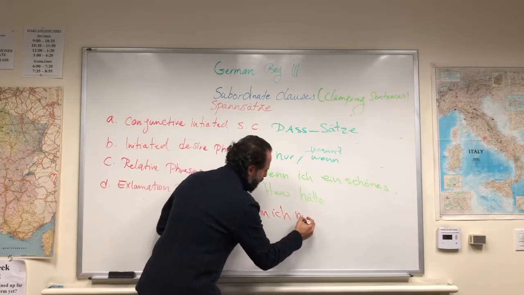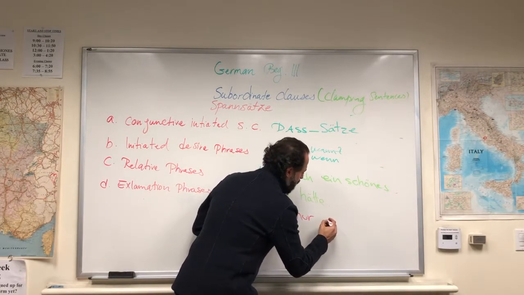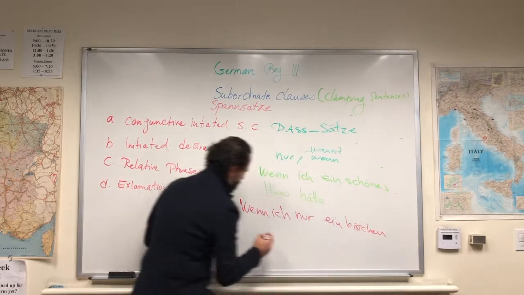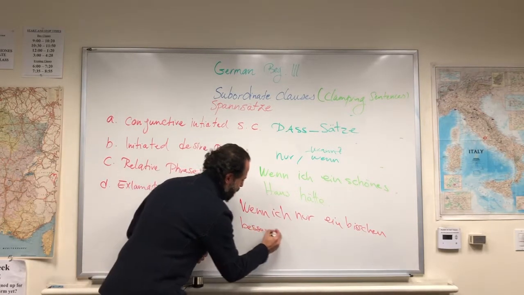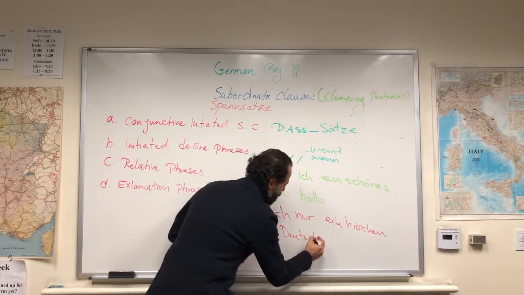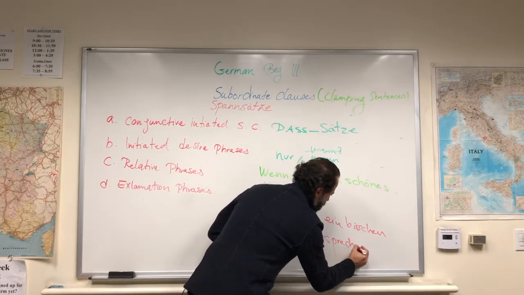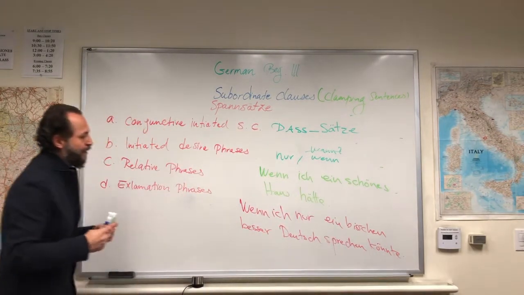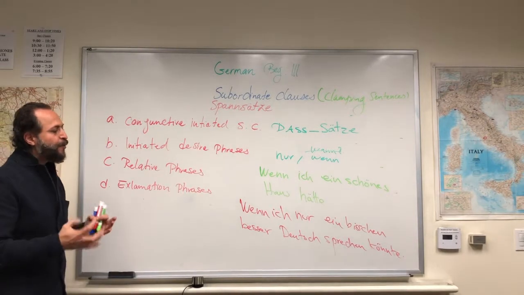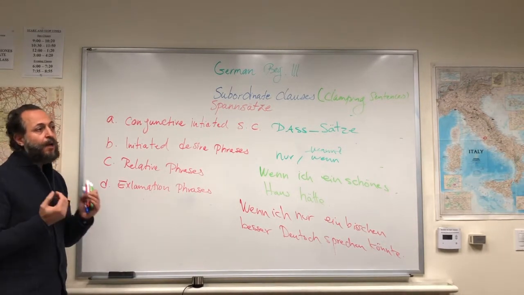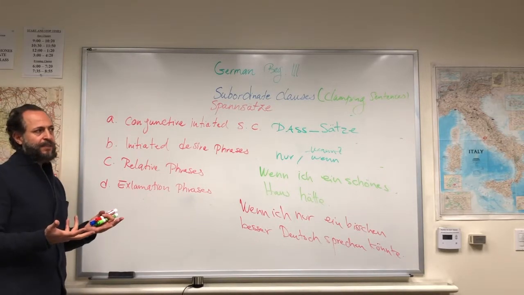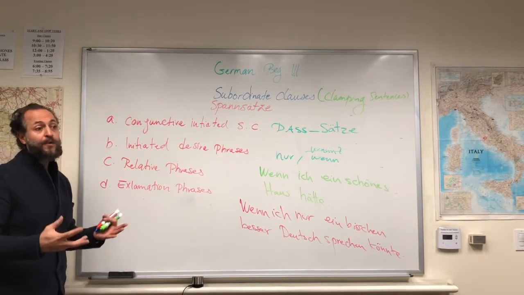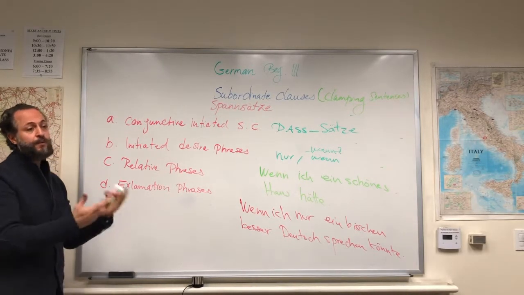Wenn ich nur ein bisschen besser Deutsch sprechen könnte. This is a little bit more complicated, but think about that. Wenn ich nur ein bisschen besser Deutsch sprechen könnte. This is also a wish phrase, right? This is actually a desire, a subordinate clause that is followed by a main clause. What would I do if I knew that, right?